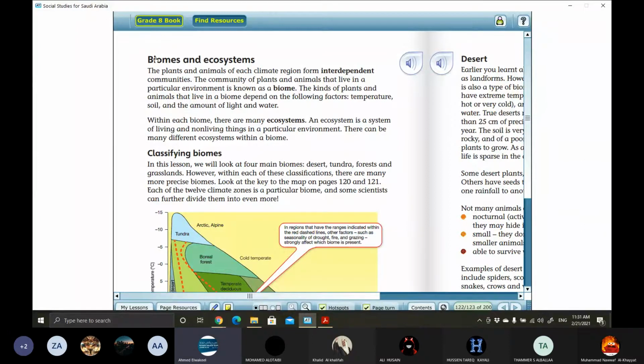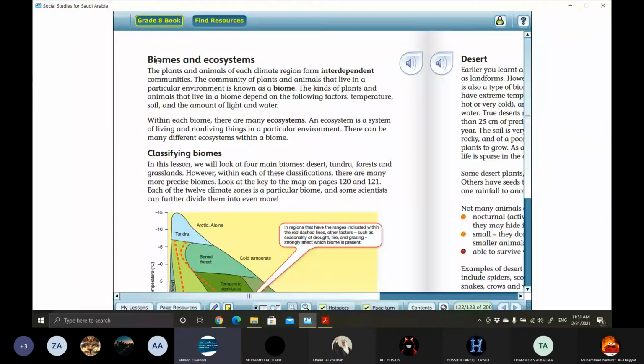So, simply to speak about the biomes and the ecosystem, we need to know that the plants and the animals of each climate region form interdependent communities, meaning that the animals living in Abha, for example, are not the same as those living in Cairo, they are not the same as those living in Al Khobar, they are not the same as those living in any other place on the planet.